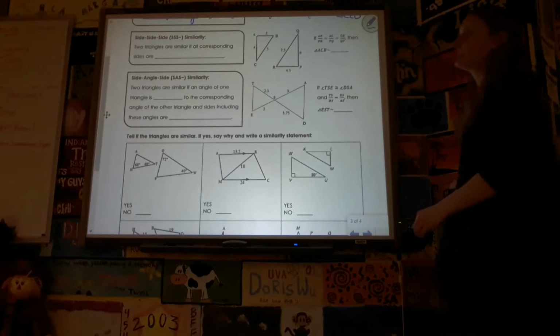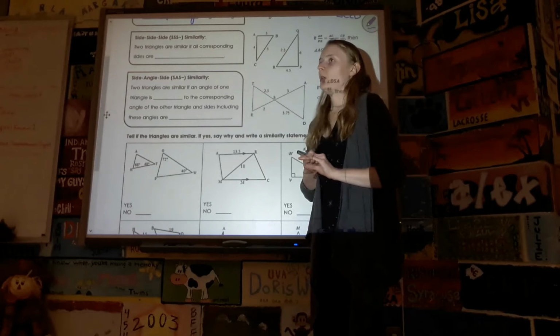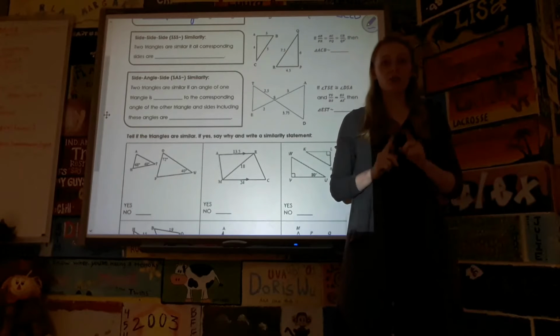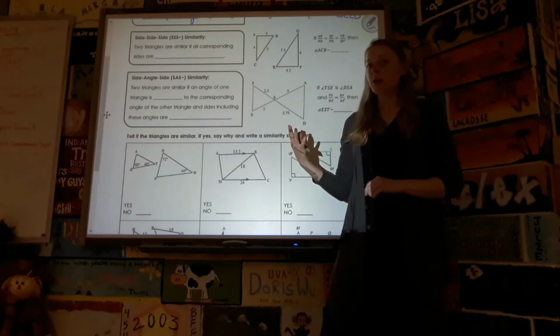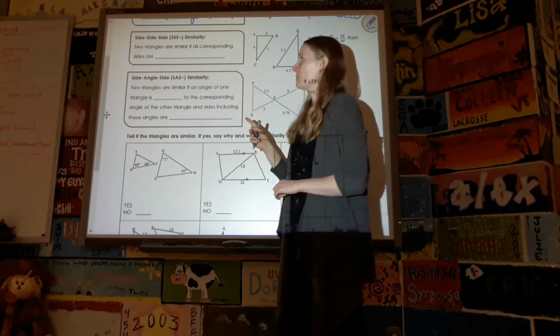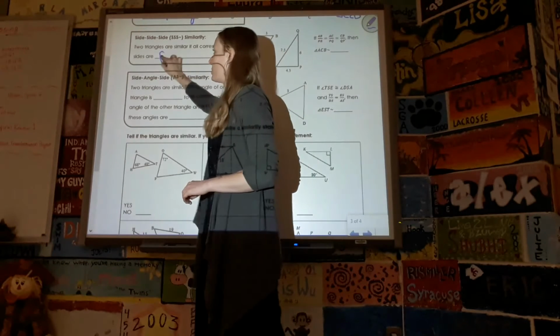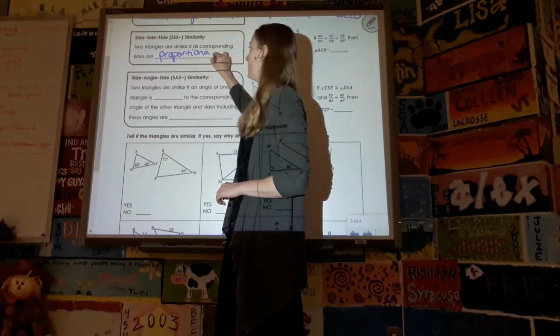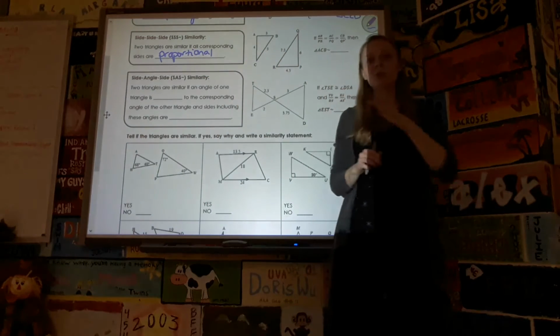Next up is side, side, side similarity. So side, side, side for Unit 4 is when we said that all 3 pairs of sides are congruent. But because we're working with similarity, the sides aren't congruent, they're proportional. So for this side, side, side, 2 triangles are similar if all corresponding sides are proportional. Okay? So we're going to compare the corresponding sides.